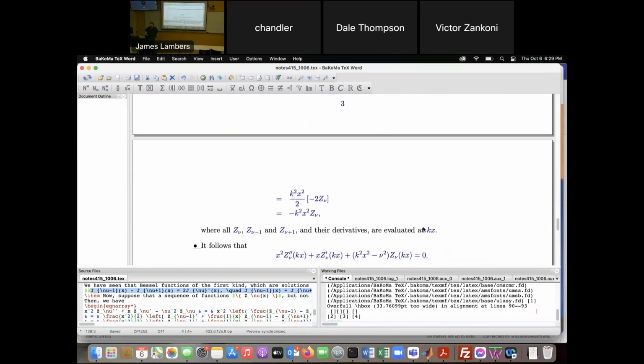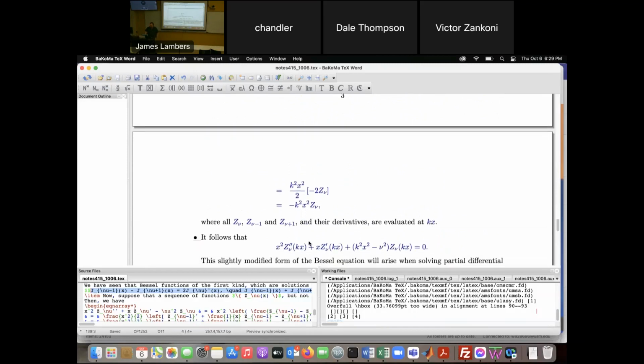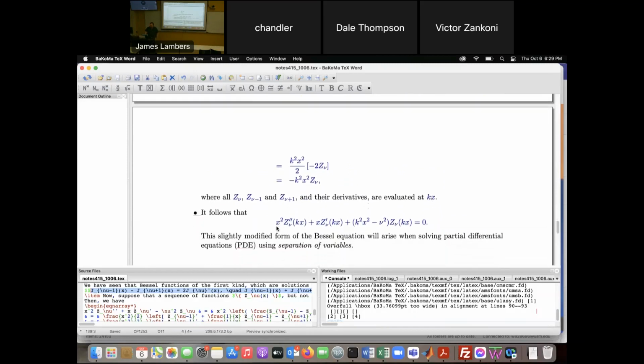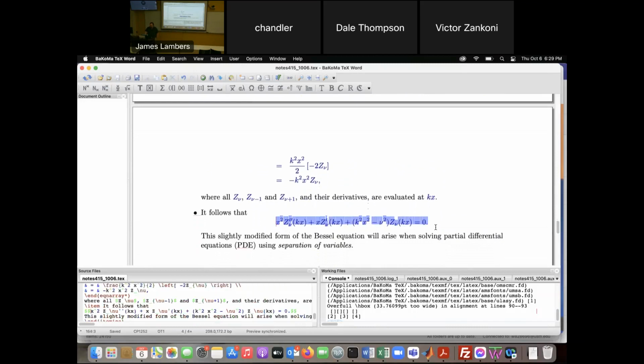Where everything's evaluated at kx instead of x. So then that modified function is a solution of this ODE that's very similar to the Bessel equation. It's just that wherever you saw x in the original, you still have plain old x squared and x out here. But now you have kx, the whole thing squared here.